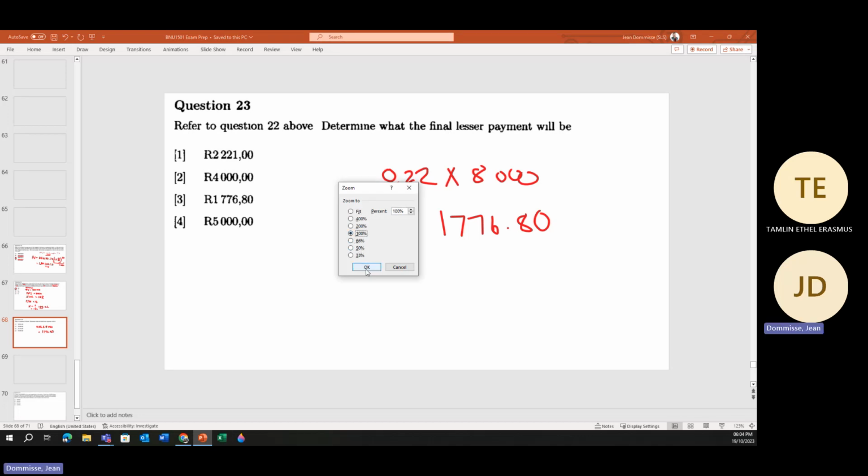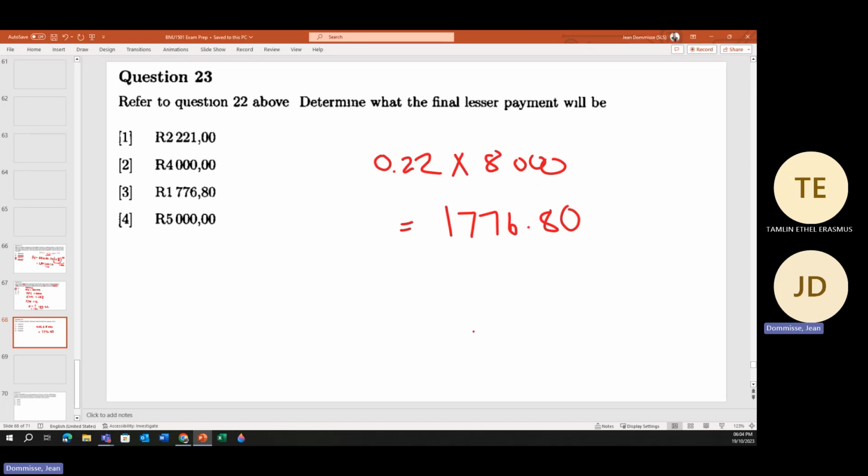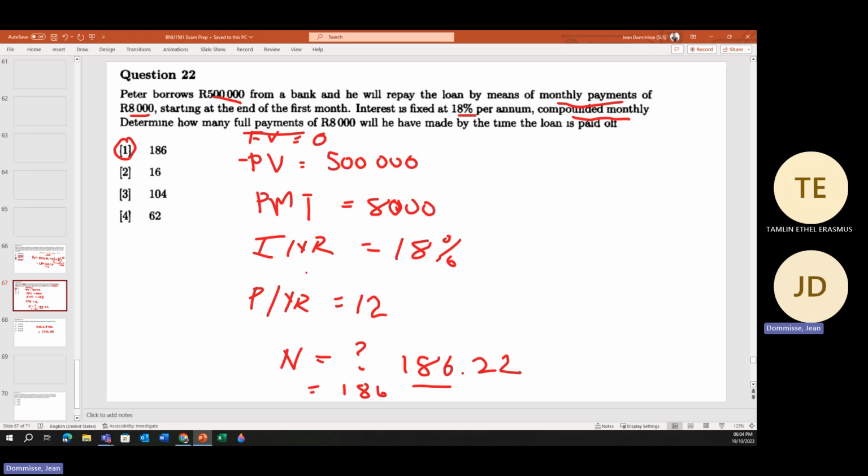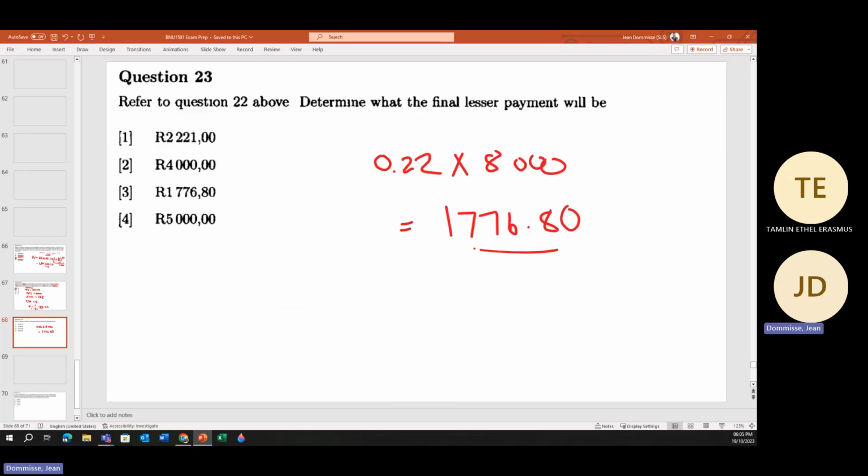I just want to quickly check something else as well. So if we basically go back to this question and don't put in our future value, but we say present value is 500,000, our payment per month is 8,000, our interest rate is 18%, 12 times per year, and we have 186 periods, so we don't include the 0.22. If we then set a future value, we will also get what is left.